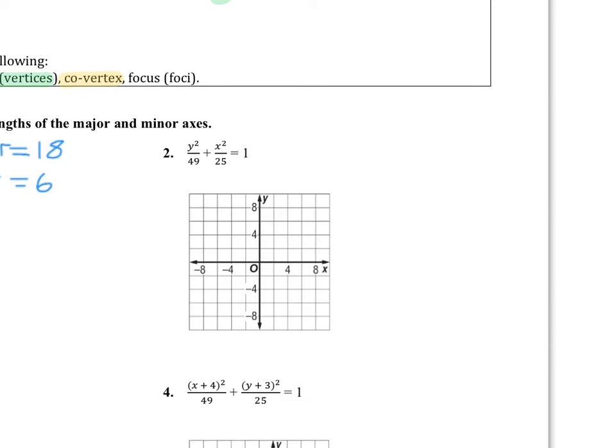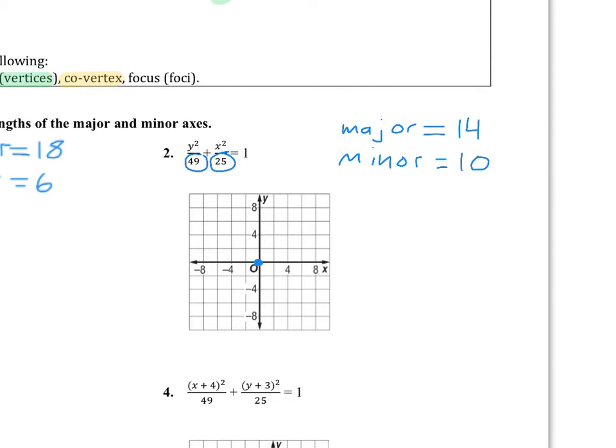Alright. Now this one is going to be a vertical ellipse. I can tell because y has a bigger denominator. On number 1, x had a bigger denominator. So let's do this in reverse order. The major axis, you're going to take the square root, which is 7. Then you're going to double that to make 14. The minor axis, you take the square root of 25, which is 5, and then you double that to make 10. Alright, there are no parentheses in the numerator, so it's centered at 0, 0.